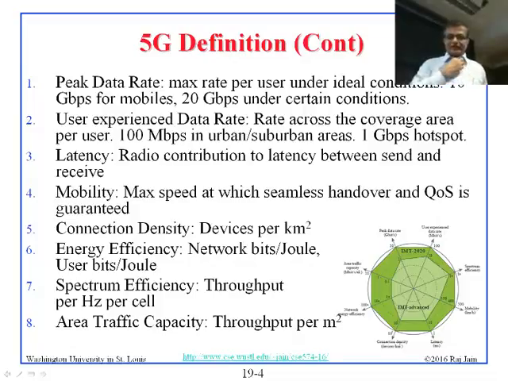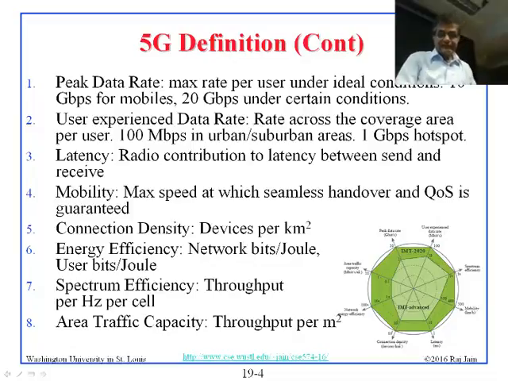The user experience data rate, 100 megabit in the urban and suburban areas, but then 1 gigabit in hot spots. So what is a hot spot? A hot spot is, like if they set up in a busy area like a tower and like a mall and other places we talked about, then you should be able to get 1 gigabit. Latency, we talked about that. Mobility, maximum speed at which the seamless handover in QoS is guaranteed. So if you're going at 500 miles per hour, you should not lose a phone call. That is the seamless handover. You can go from tower to tower to tower without losing your phone call. And QoS is guaranteed means your quality of the voice is guaranteed.